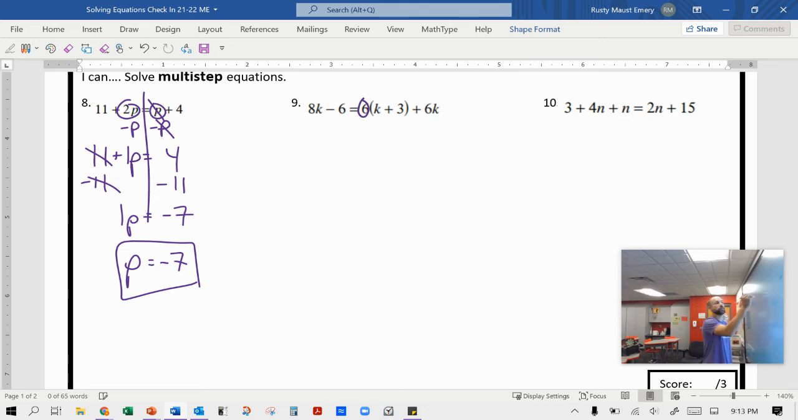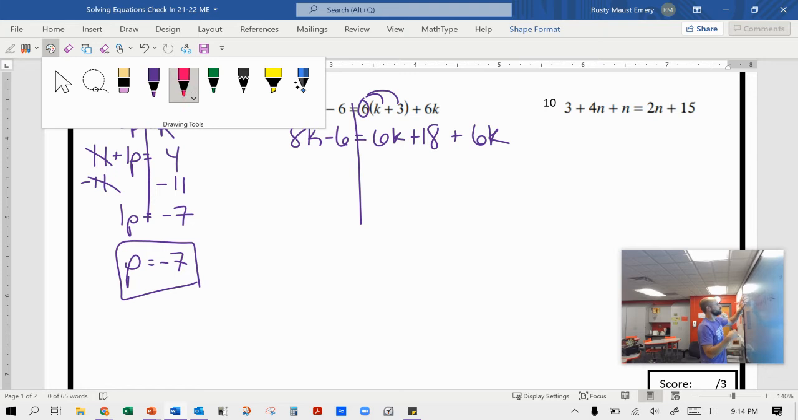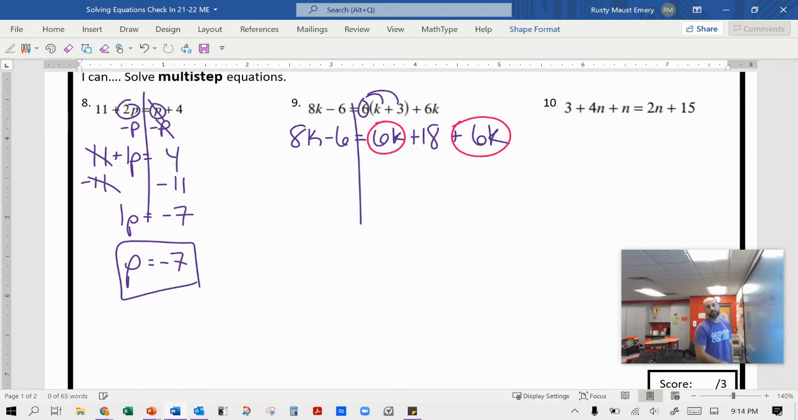Okay. Number 9, parentheses. I do have parentheses, so I want to distribute first. Everything else just drops down. I get 6k plus 18, and then plus another 6k. That 6k just comes down. So parentheses, combine like terms. Right here is where we're combining like terms, right? So on the right-hand side, I have a 6k and a 6k. So I can combine those into 12k. Everything else just drops down for the ride.